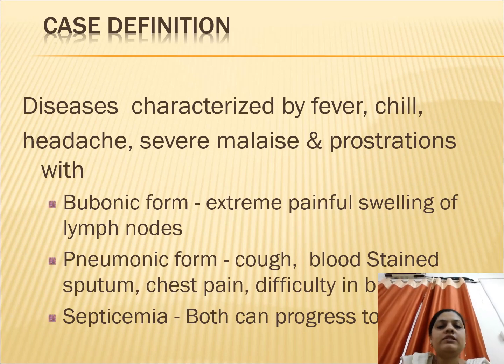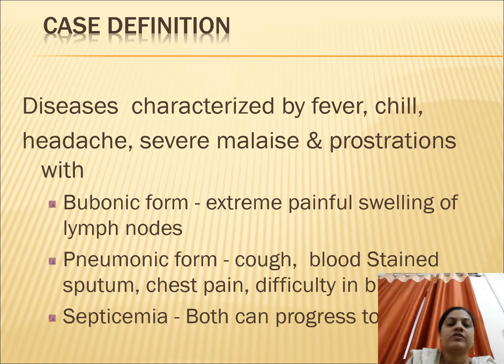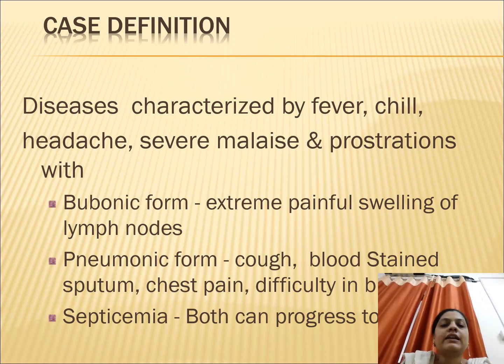Now, what is the definition of a case of plague? A disease characterized by fever, chills, headache, severe malaise, and prostration. The bubonic form of plague causes extremely painful swellings, especially of the lymph nodes of the inguinal region, since the flea bites on the lower limb and the drainage is to the inguinal lymph nodes.